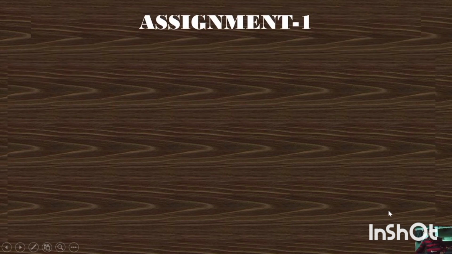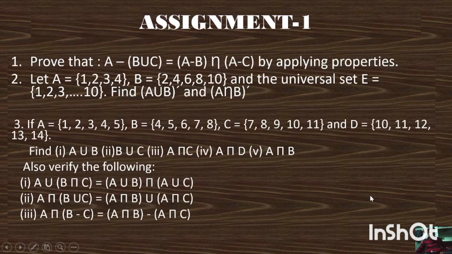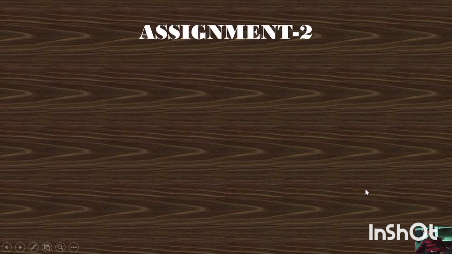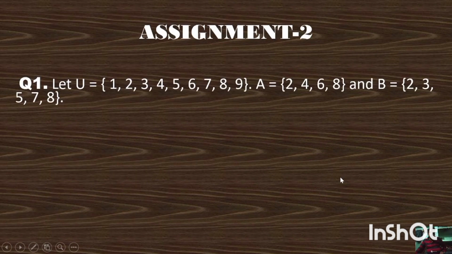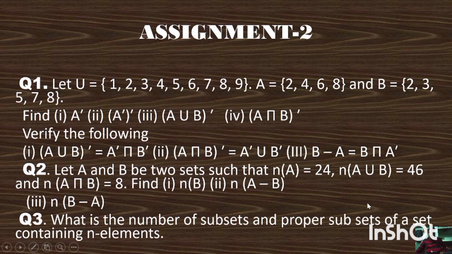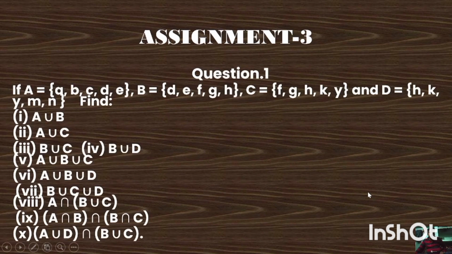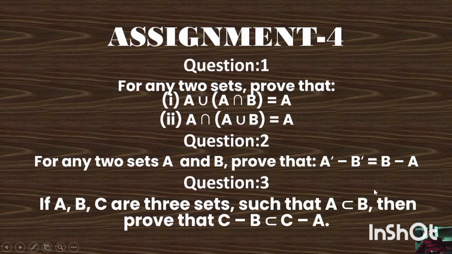And here is an assignment for you. Assignment 1. I hope you will try the assignment. Here I have prepared some assignments for you, homework for you, which is necessary. Here is assignment 2. You can do it using the concept of operations of set theory. Here is assignment 3. Look at the assignment here. Here is a problem based on the concept of union set and intersection set. There is another assignment, assignment 4, over the same concept.